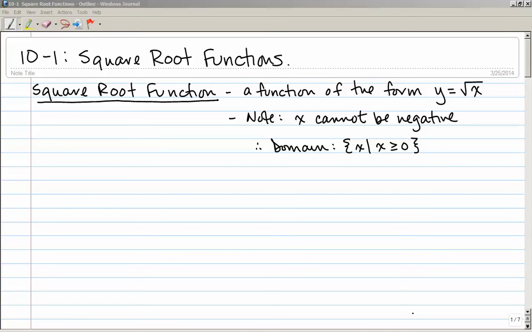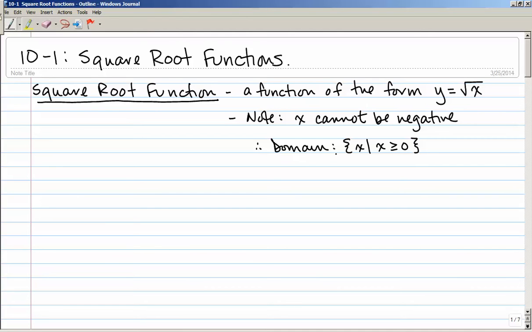Section 10.1 is on square root functions. A square root function is a function that is in the form y equals the square root of x. Notice that x cannot be a negative number because x is underneath the square root sign, and we can't take the square root of a negative number.